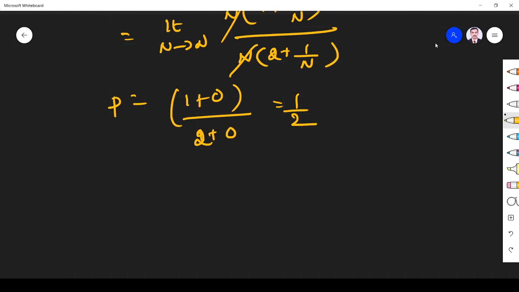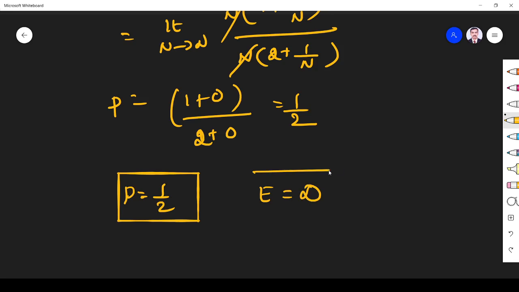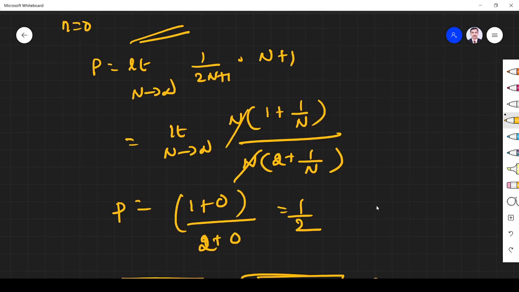Just now I told you when power is finite, energy must be infinite. So it is a power signal. Already we proved a unit step is a power signal in continuous time. In discrete time also, unit step is a power signal.